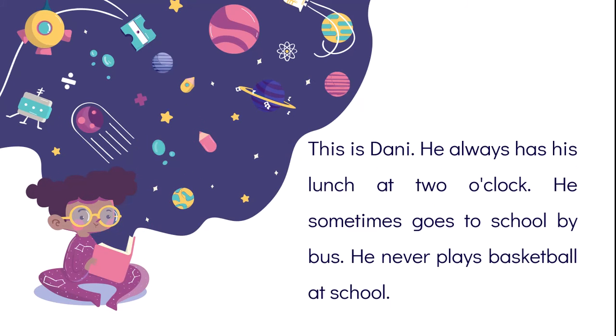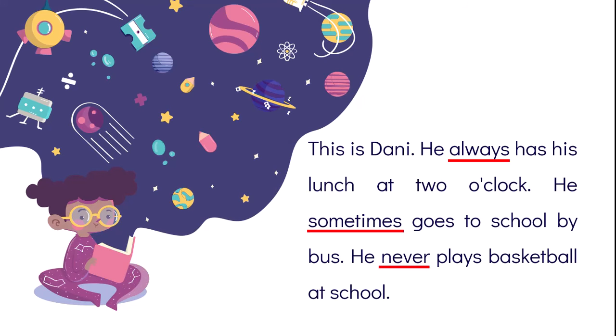Okay, and the next text. This is Danny. He always has his lunch at 2 o'clock. He sometimes goes to school by bus. He never plays basketball at school. So, do you see any words always, sometimes, or never from this text? Yes, there are. We have always, we have sometimes, and we have never. Danny always has his lunch at 2 o'clock. Danny sometimes goes to school by bus. Danny never plays basketball at school.